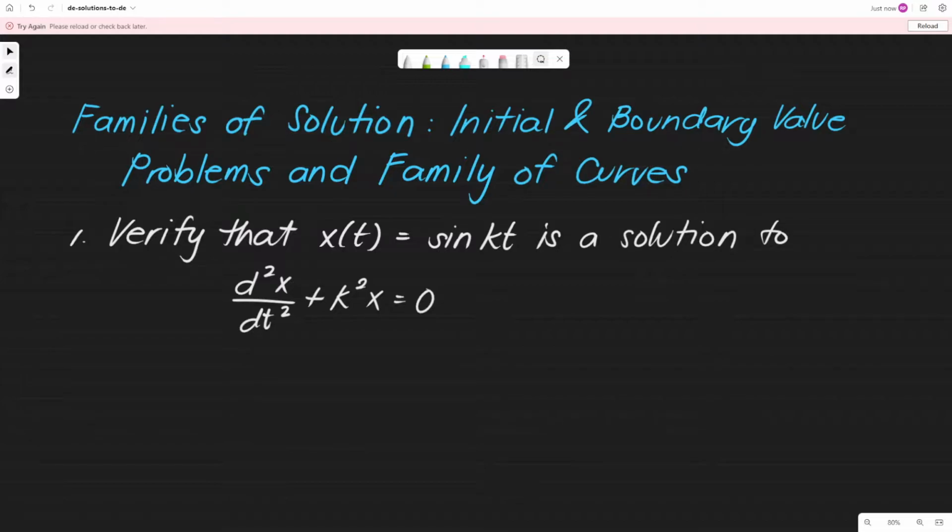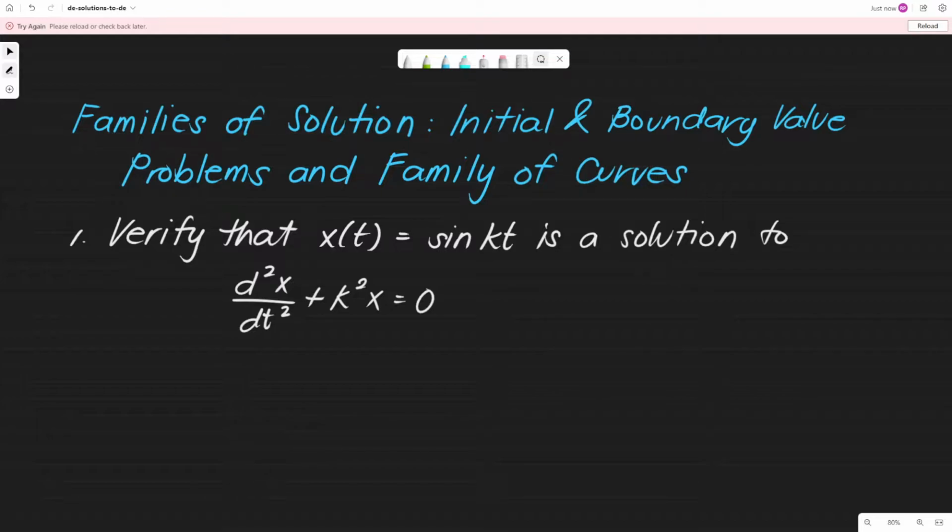For this part, we have three objectives here. First is to verify that a particular function is a solution to the differential equation. Then we will try to find the solutions to initial and boundary value problems and families of curves. So just the basics first, in getting the solutions to a differential equation.